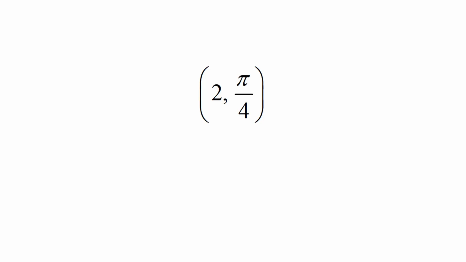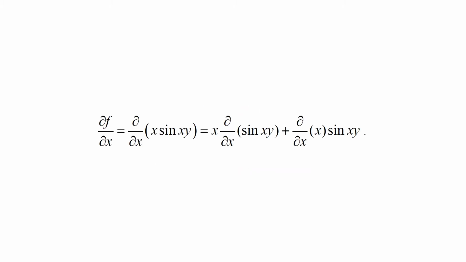As another example, we find the value of f suffix x at the point (2, π/4) if f(x, y) is equal to x times sin xy. Treating y as a constant and f as a product of x and sin xy, and using the product rule of differentiation of functions of the variable x, we get ∂f/∂x is equal to ∂/∂x of x times sin xy, which is equal to x times ∂/∂x of sin xy plus ∂/∂x of x times sin xy.